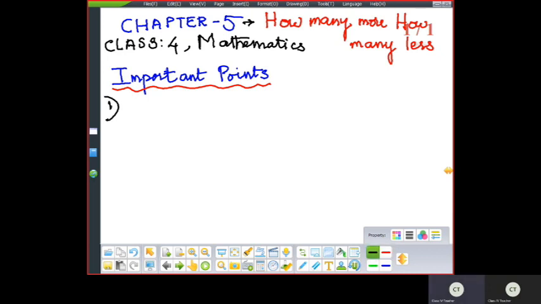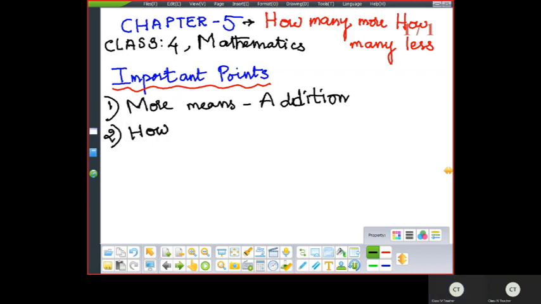The first point, more. So more means what, children? Addition. Whenever they say you, how many more? Means what you will do? Addition. You will add the numbers. Okay. And whenever they say you, how many less? Less means what? Subtraction.